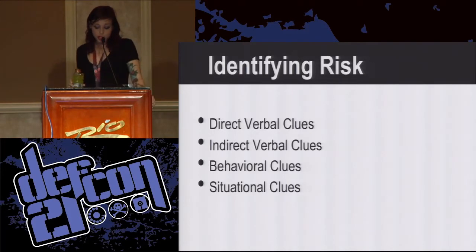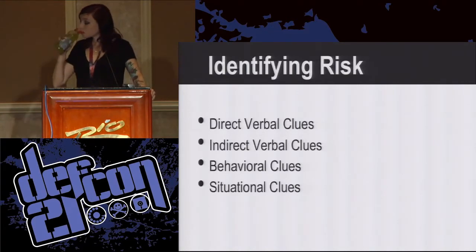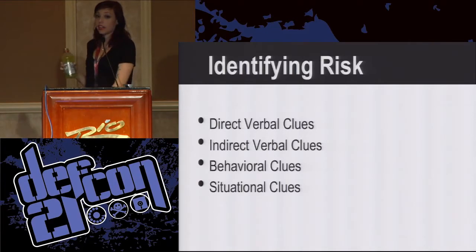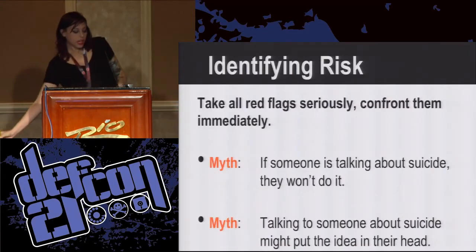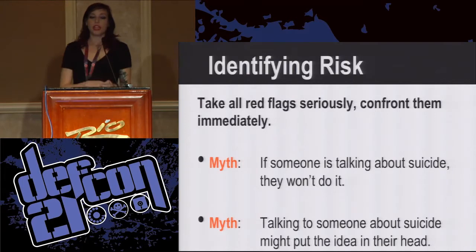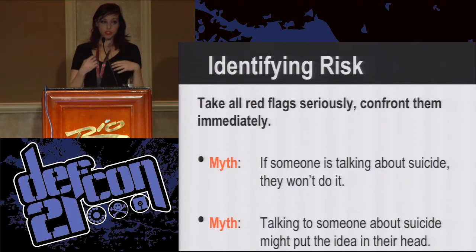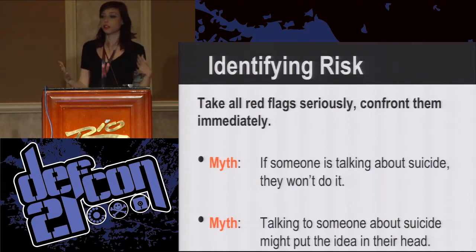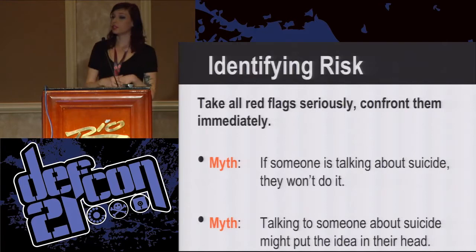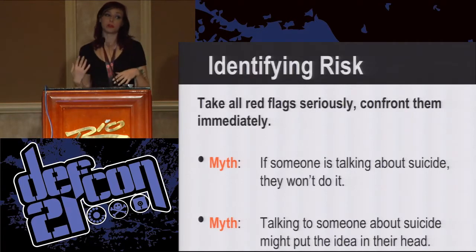And situationally, trigger events. So if you lose a job or a relationship, you're diagnosed with a disease, you suddenly are being prosecuted by the federal government, these things are obviously huge situational risks. So you want to watch for red flags and then act when you see them. So take them all seriously, and here's just 2 common myths. If somebody's talking about suicide, they won't do it. Not true. And if you're talking to someone about suicide, you're not going to put the idea in their head. You're just not that powerful, and I guarantee you, if you're that worried about your friend, they probably already thought about it themselves. Okay, so seize the day.